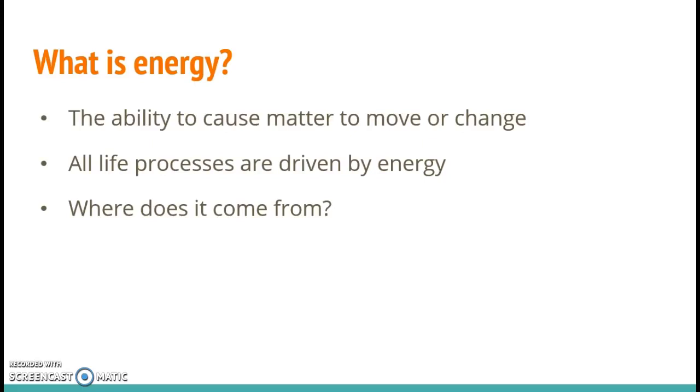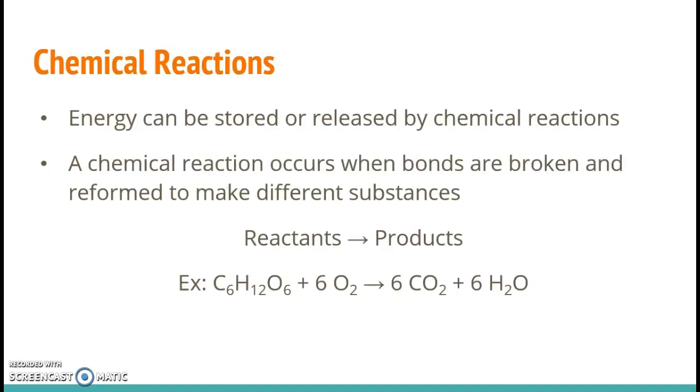Remember that producers or photosynthetic organisms can take energy from the sun and convert it into chemical energy, which the rest of us use. Whether we're talking about photosynthesis or other chemical conversions, we know that energy can be stored or released by chemical reactions. And a chemical reaction simply occurs when bonds are broken and reformed to make different substances. When we write a chemical reaction, we start with the reactants on the left, followed by an arrow, and the products are on the right.